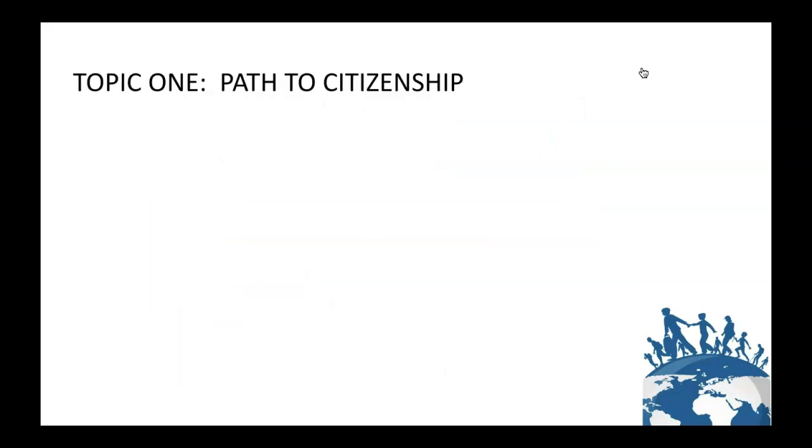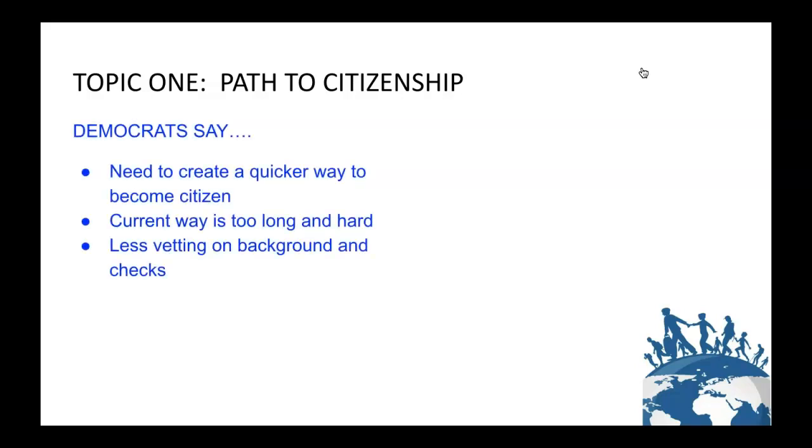When it comes to creating a quicker path to citizenship for illegal immigrants, Democrats would say that we need to create a quicker way for them to become U.S. citizens. Instead of having them living in the shadows, there should be a better, more feasible way that they can actually attain U.S. citizenship. The current system is just too long and hard. Less vetting on background and checks is really what we should be encouraging so that more people can assume U.S. citizenship quickly and then also be part of the American way as soon as possible.